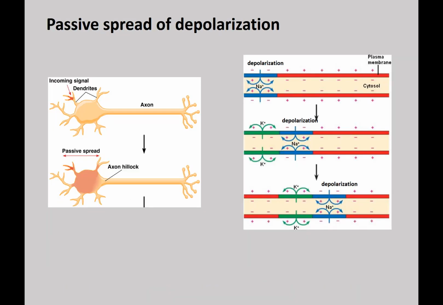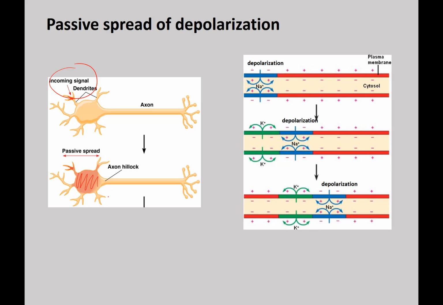Okay, let's talk about movement of these electrical signals across a neuron. First we're going to talk about passive spread of depolarization. So remember, depolarization is when the membrane is becoming more positive. We also talked about the dendrites as receiving the signals. So as a dendrite receives the signal, what you see across the cell body is kind of like this ripple.